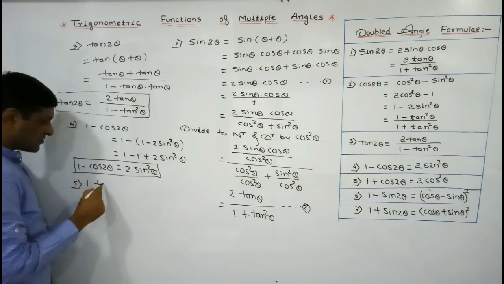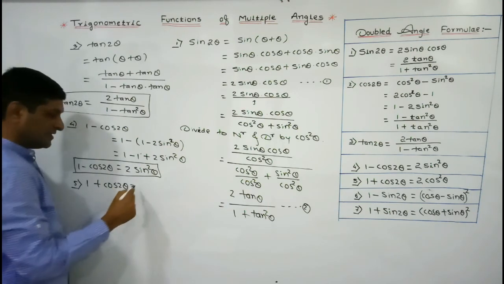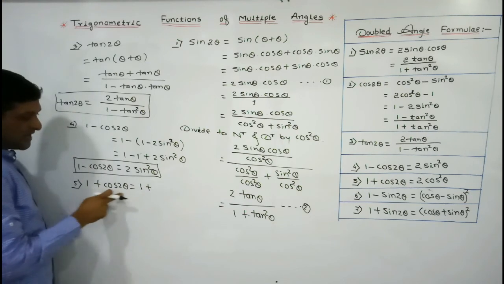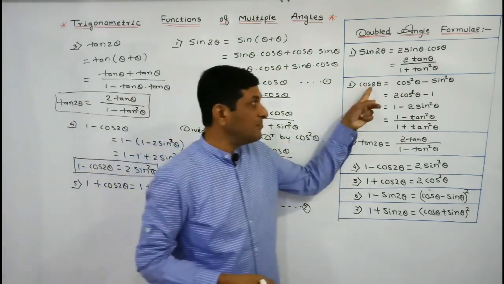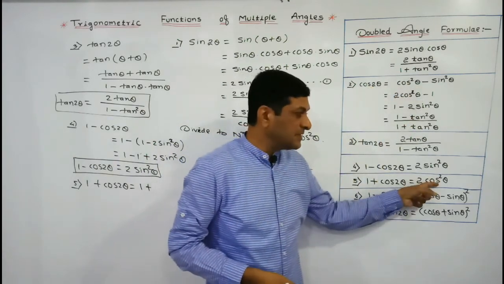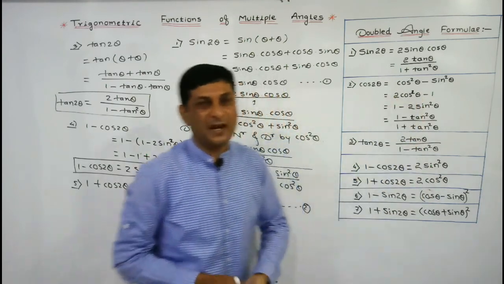So let us try to find out the value of 1 plus cos 2 theta. Here 1, keep it as it is, plus also as it is. Now we are substituting the value of cos 2 theta. How many values of cos 2 theta are available with us? 4 values, isn't it? But our required result is in terms of cos square. That's why I'm substituting this value, 2 cos square theta minus 1.